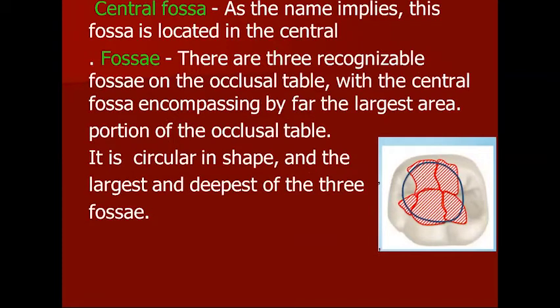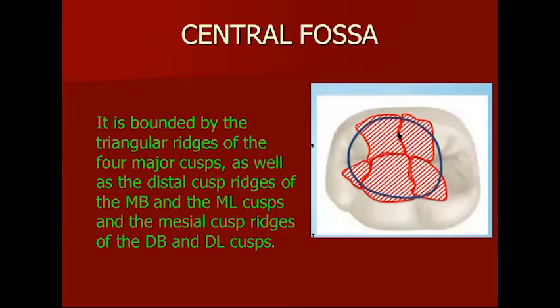There are three recognizable fossas on the occlusal table, with the central fossa encompassing by far the largest portion of the occlusal table. It is circular in shape and the largest and deepest of the three fossas. It is bounded by the triangular ridges of the four major cusps, as well as the distal cusp ridges of the mesiobuccal and the mesiolingual cusp and the mesial cusp ridges of the distobuccal and distolingual cusps.